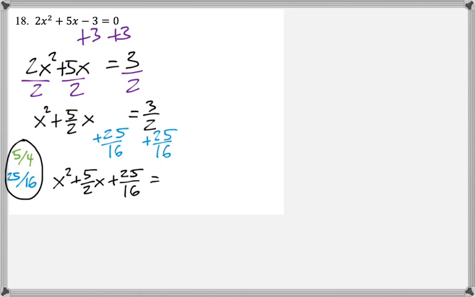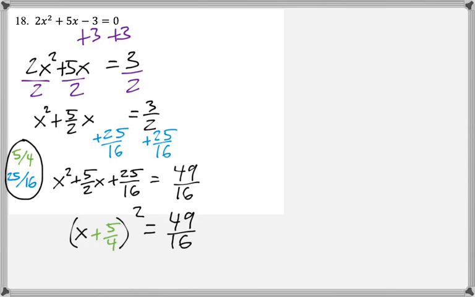And you can add 3/2 plus 25/16 on the calculator and get 49/16. So the left turns into x plus 5/4 squared. So that's where we see this number again. And that's equal to 49/16.